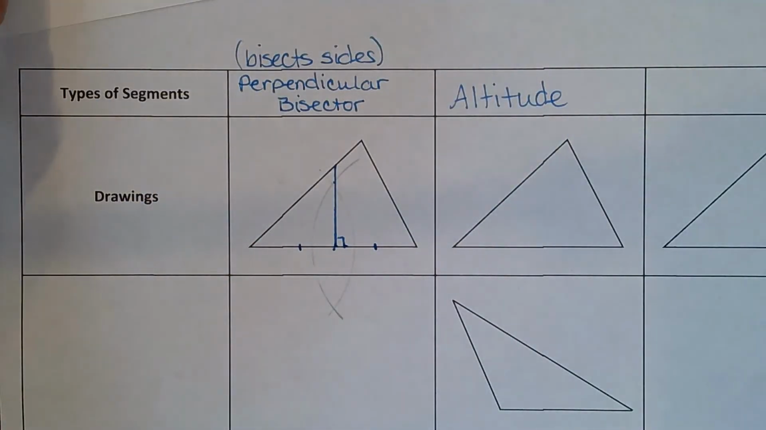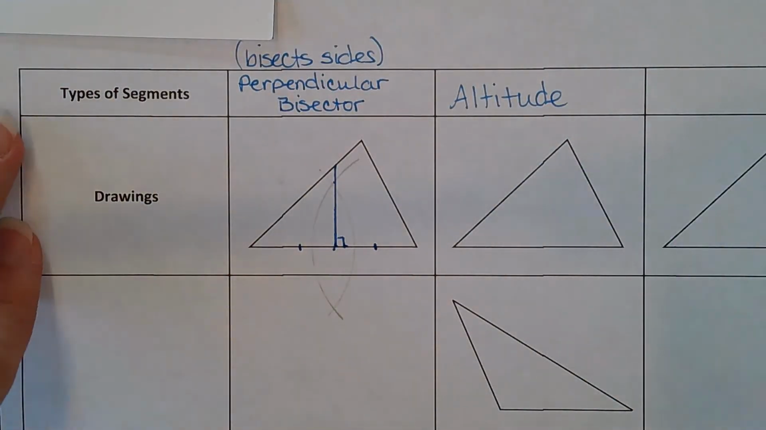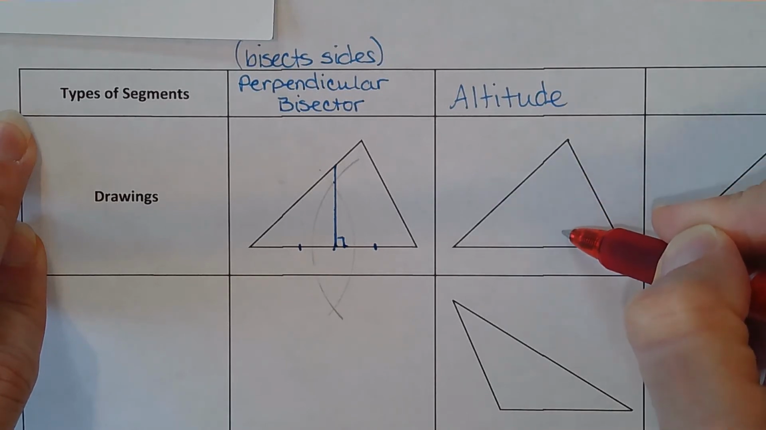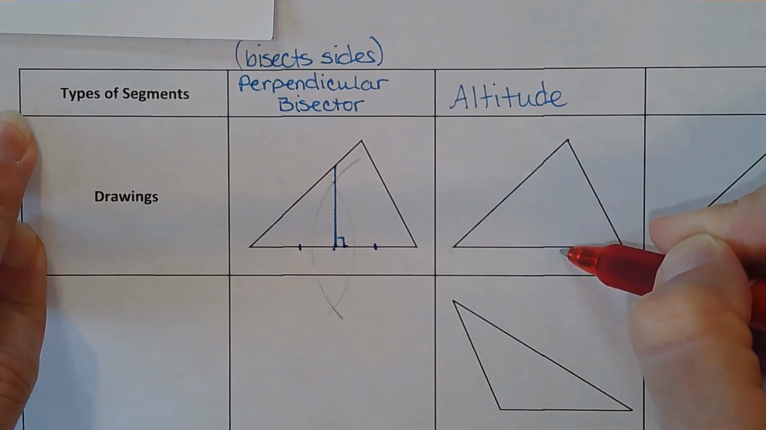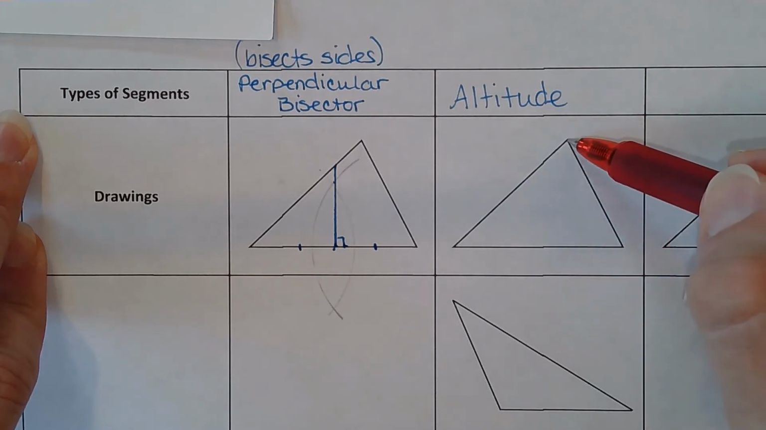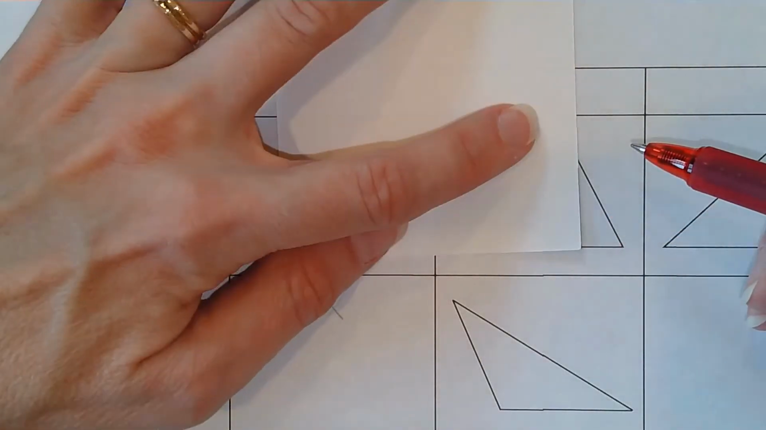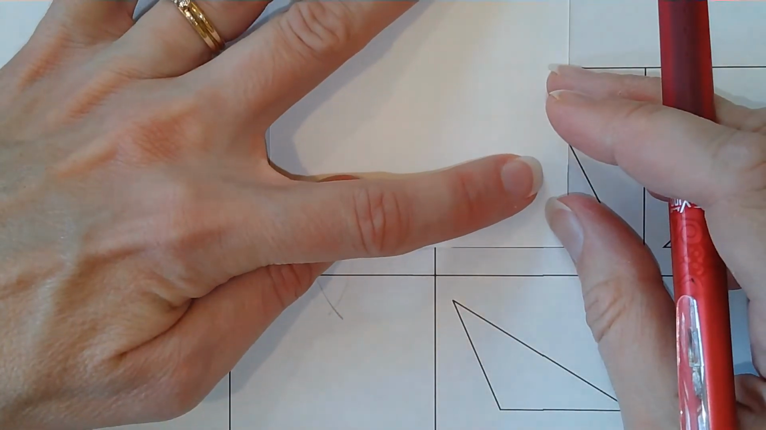An altitude is a segment that goes from a vertex and is perpendicular to the opposite side or the line containing the opposite side. And I'll explain that last bit in just a minute here. So again, an altitude goes from a vertex and is perpendicular to the opposite side. This is where my note card comes in handy because it helps me figure out perpendicular.